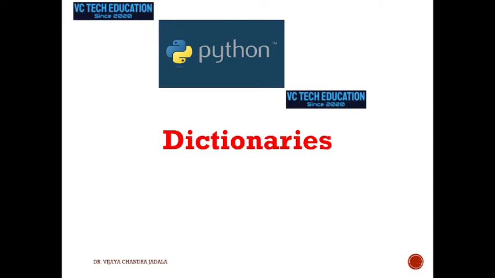An empty dictionary without any items is written with just curly braces, like opening curly braces and closing curly braces. Keys are unique within a dictionary while values may not be. The values of a dictionary can be of any type, but the keys must be of an immutable data type such as strings, numbers, or tuples.